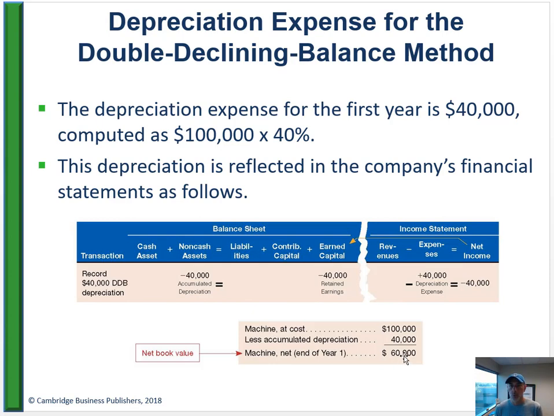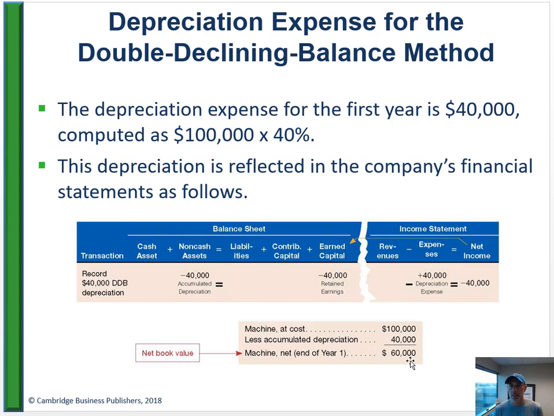In year 2, we're going to take the same rate of 40%, but we're going to apply that to the net book value of the asset. So in year 2 we apply the 40% to the 60% net book value of the asset, which is, let's see, 10% would be 6,000, times 4 is 24,000. So our depreciation expense would be 24,000 in year 2. Contrast that to year 1, which was 40,000.